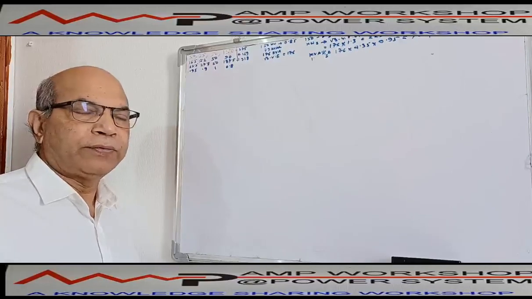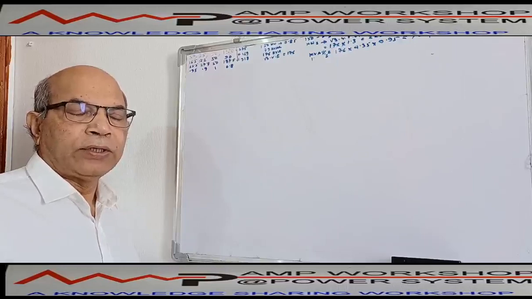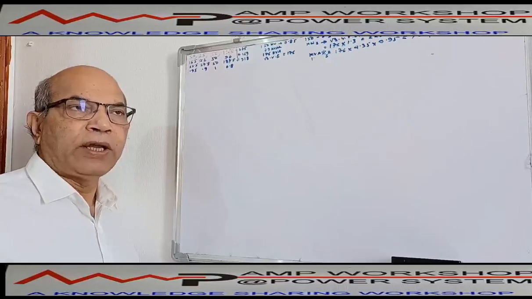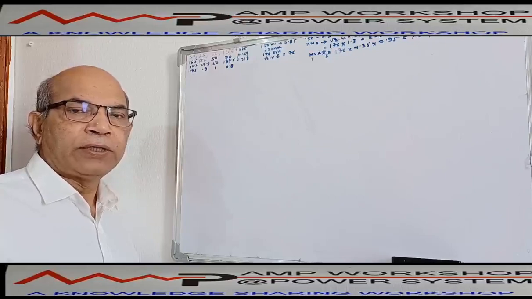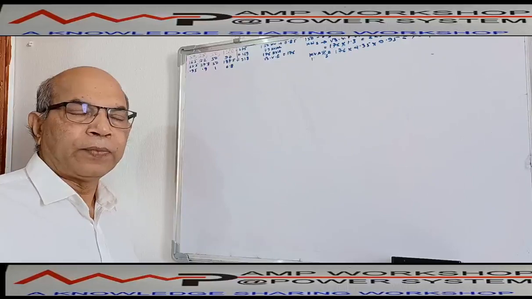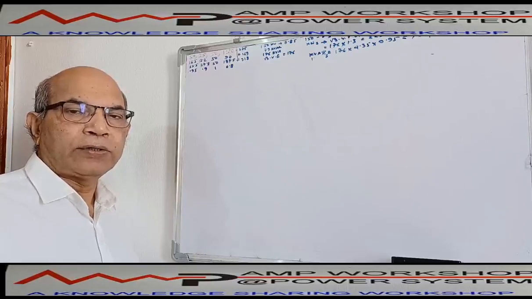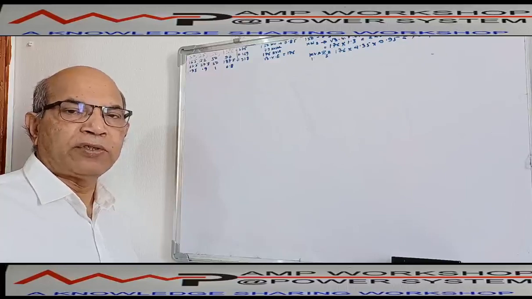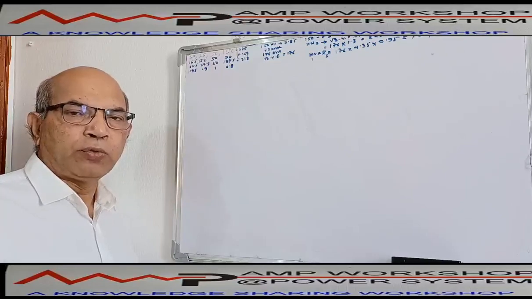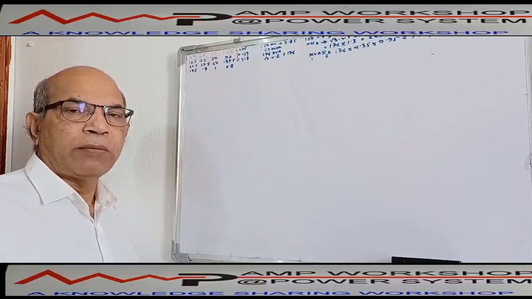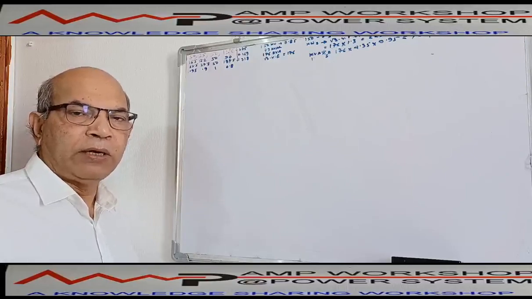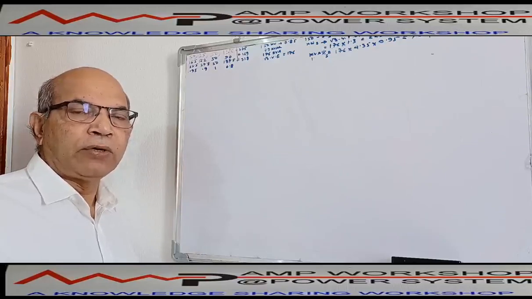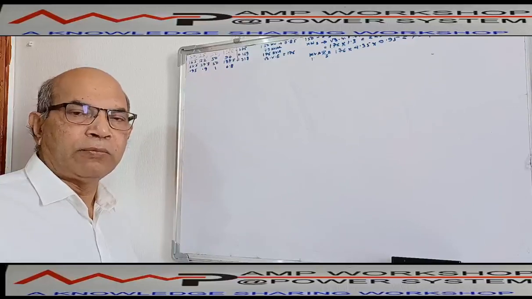In this workshop, we are going to discuss the sizing of various electrical equipment present in a typical power system. We'll look into the power system starting from the generating station up to the consumer end, find out the major electrical equipment in that power system, and go through the sizing of those equipment one by one.